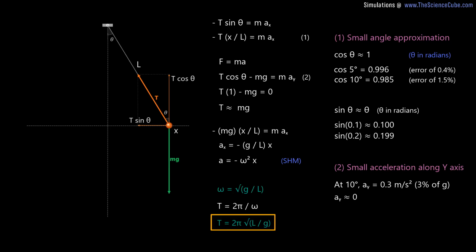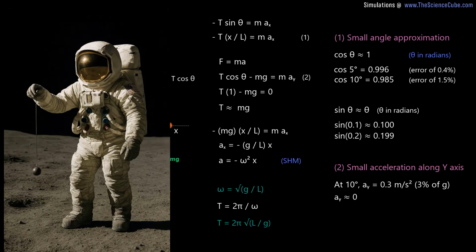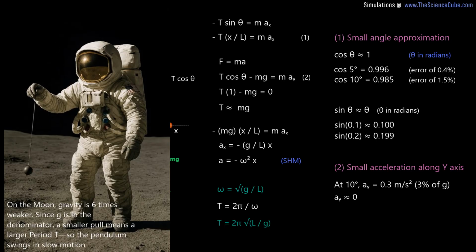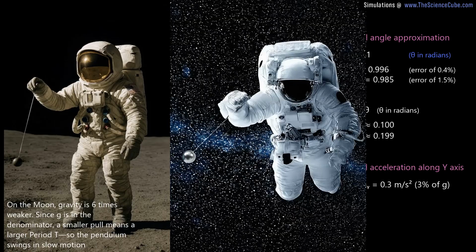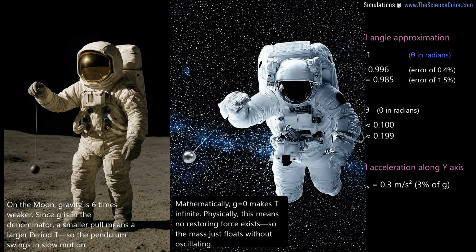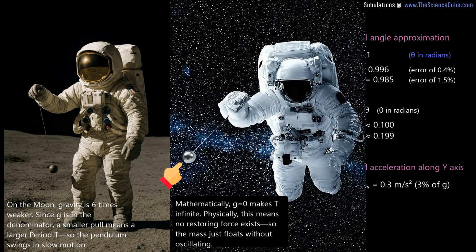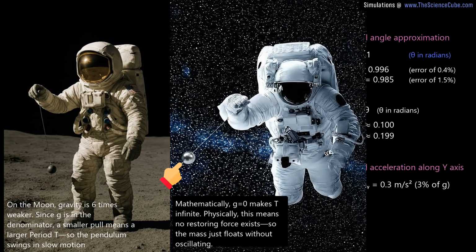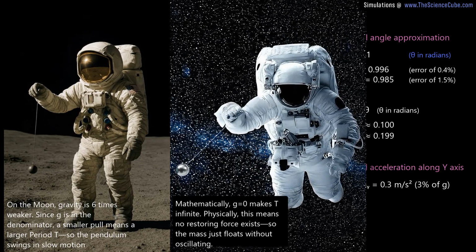Also, look at g, that is in the denominator. If g gets smaller, the period gets bigger. So if you took this pendulum to the moon, where the gravity is weak, or into outer space where g is near 0, what do you think happens? Well, on the moon, it swings in slow motion. In deep space, where g is 0, the pendulum wouldn't just take forever to move, it would simply float, because without gravity, there is no restoring force and therefore no oscillation.